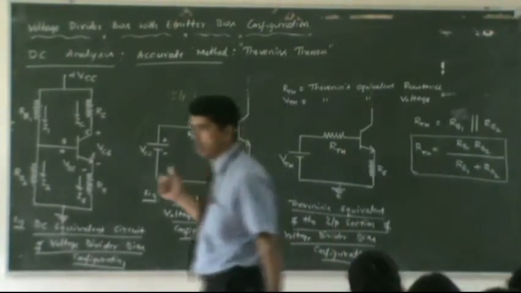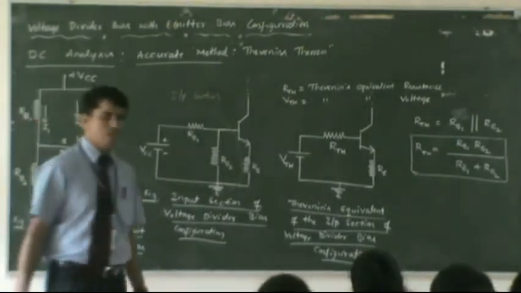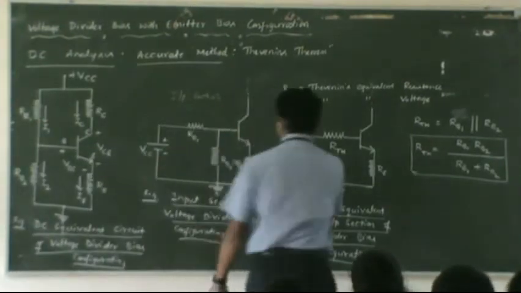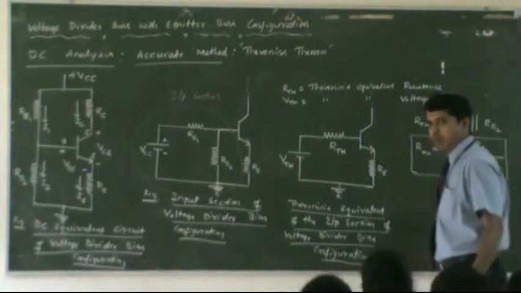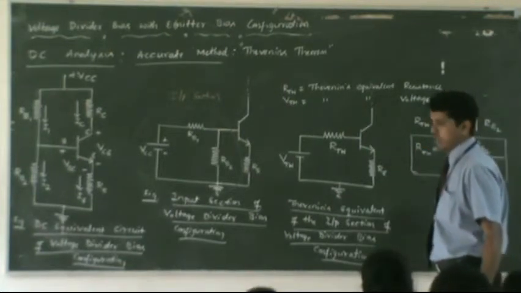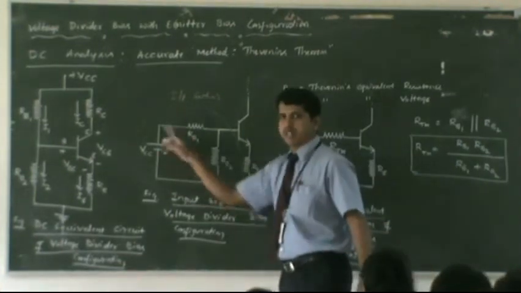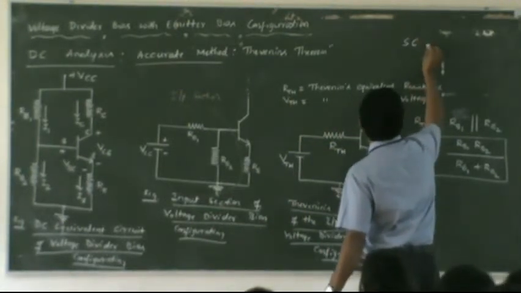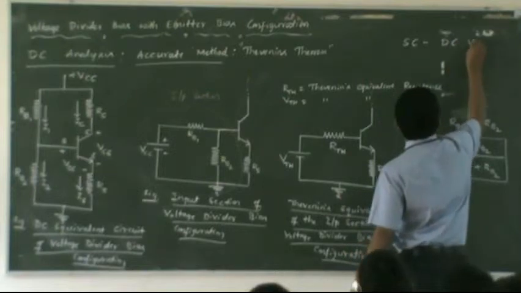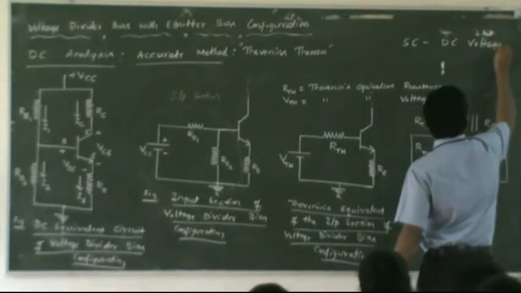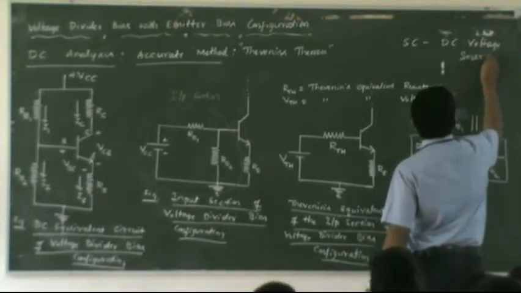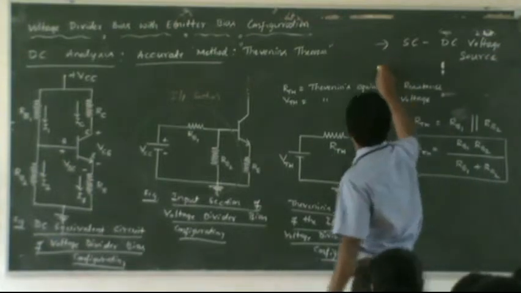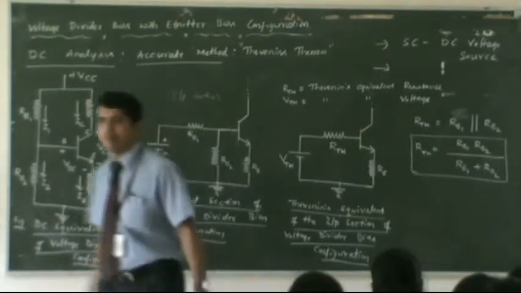Understand the procedure? How to calculate RThevenin? RThevenin can be determined from the circuit by short circuiting the voltage sources, the DC voltage sources. We have a DC voltage source here, you just short circuit it. You must short circuit DC voltage sources. Apart from this, what must you do after short circuiting?